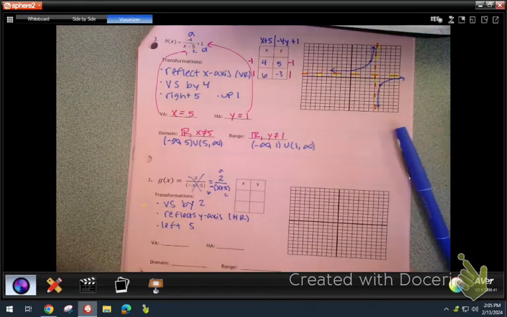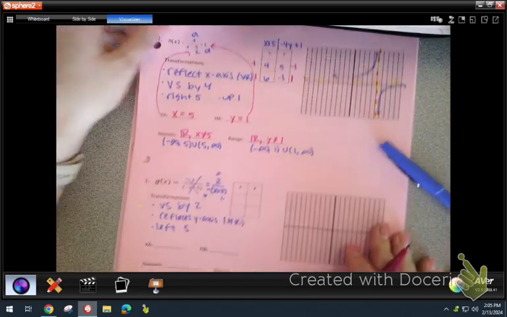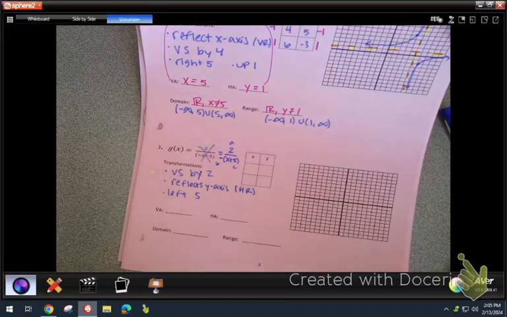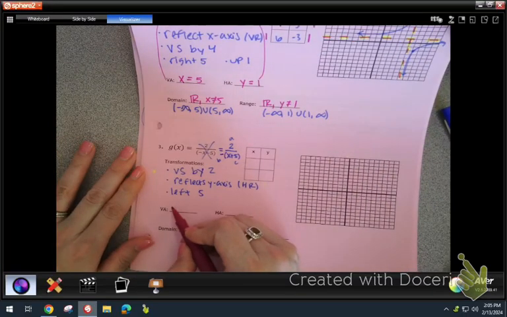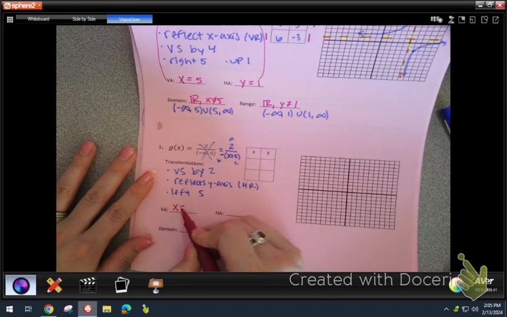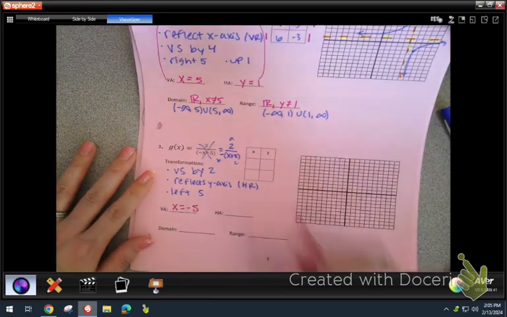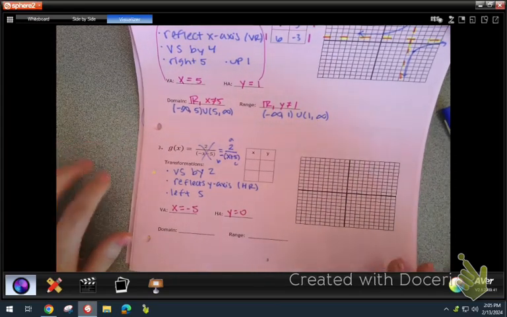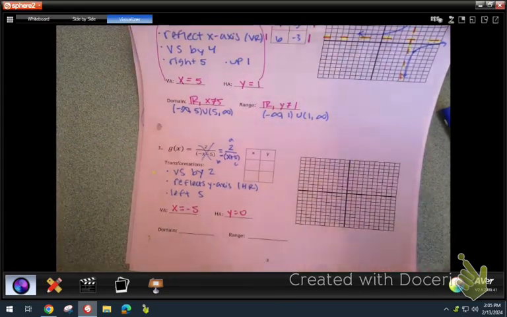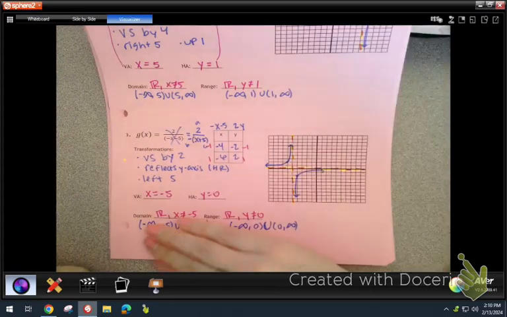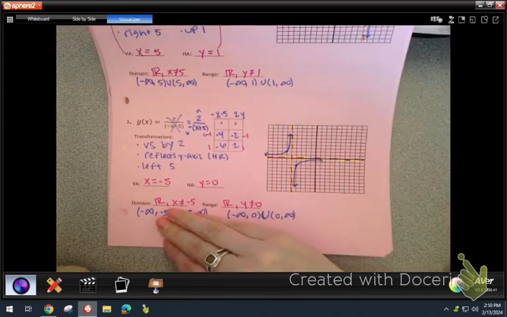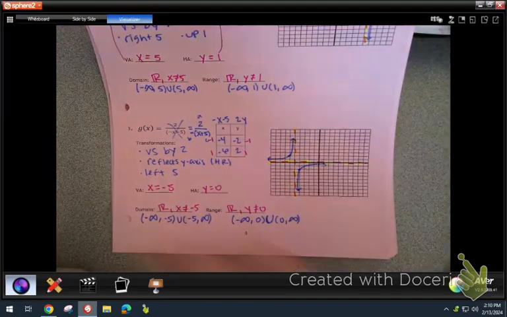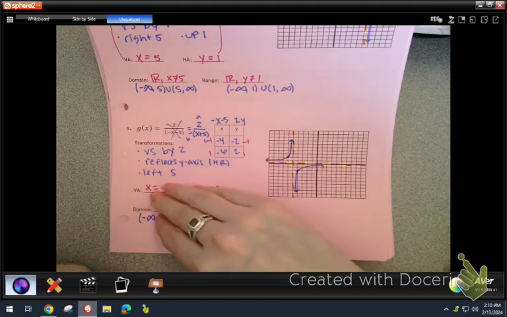So, what's your vertical asymptote? Vertical asymptote, what is it? X plus 5, so x equals negative 5. What's your HA? Y equals 0. Y equals 0. Again, there's a plus 0 right there. Okay? And then get your points and your domain and range. So you're going to have a transformation graph. I think there's just one transformation graph to actually graph on your practice for today.